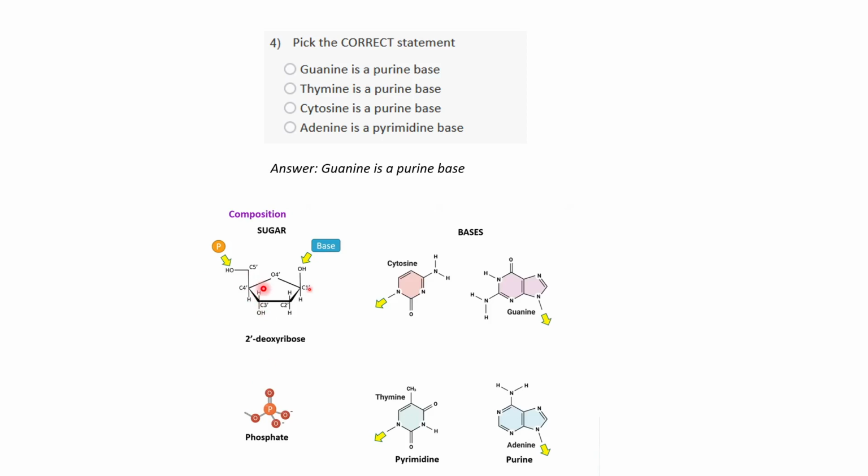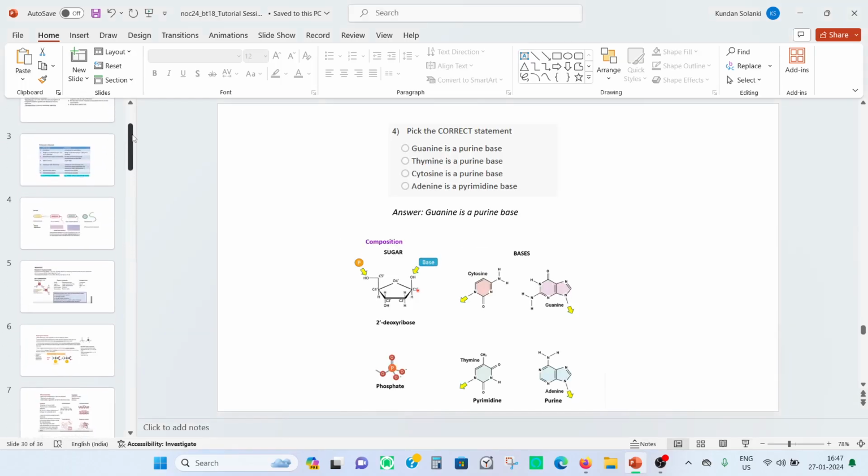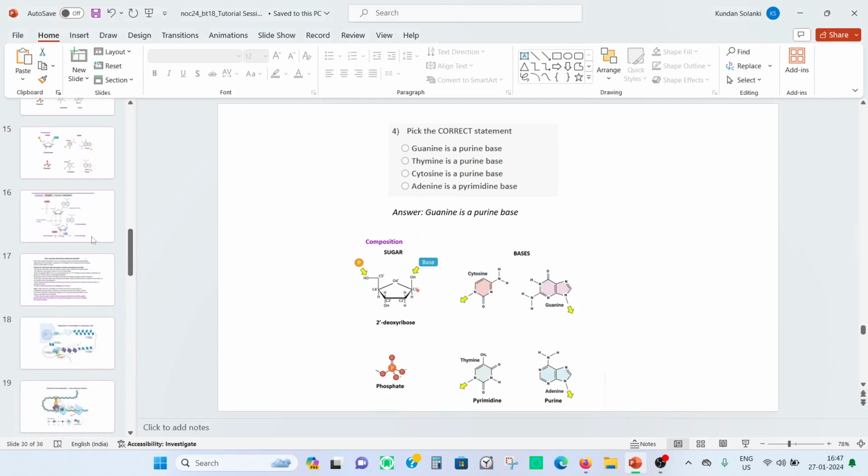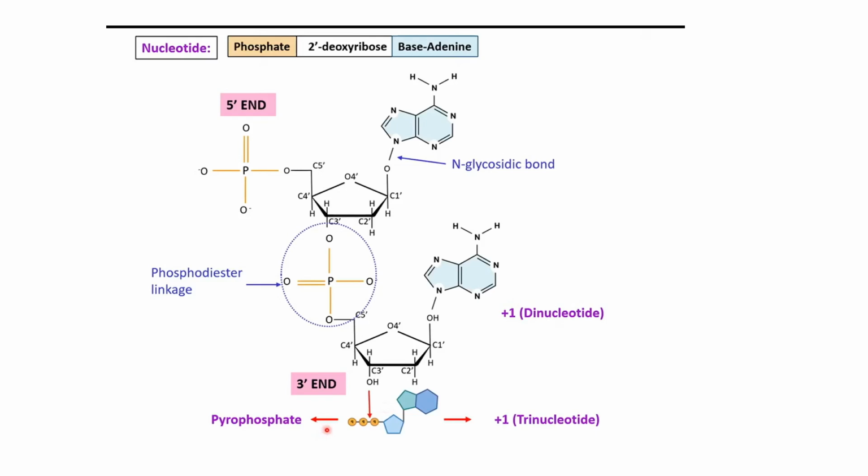And this OH will make the phosphodiester bond with the incoming nucleotide. I already showed that over here. So this is the adenine residue. This is the deoxyribose, 2 prime deoxyribose, and this is the phosphate group attached to the fifth position. Now the incoming nucleotide will make a bond.